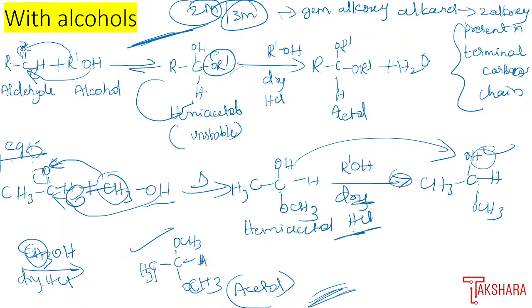The alkoxy hemiacetal is the intermediate formed by the reaction of aldehydes with the equivalent monohydric alcohol in the presence of dry hydrogen chloride. So this is hemiacetal and this is acetal, which is very important for the exam. You may get this for 2 marks or 3 marks.